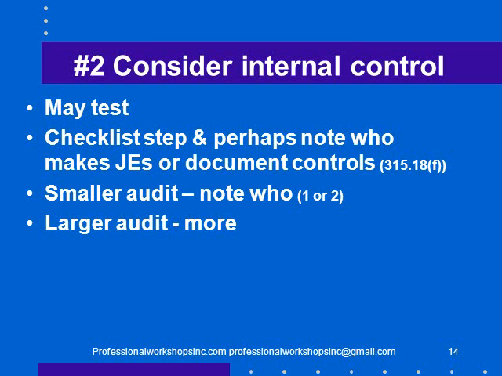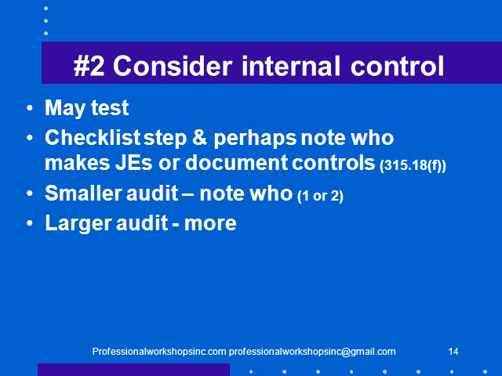Second hint is to consider internal control, which kind of goes back to that requirement in 315. It tells us that we might test it. Probably not a bad idea. So we would probably have a checklist step to remind ourselves that we need to think about internal control over journal entries, and we might perhaps note who makes the entries or document the controls. And in a smaller audit, for instance, we might find that there's only one or maybe two people that make journal entries. The bookkeeper perhaps normally makes journal entries, and non-routine entries are made by the chief financial officer. And that might be all there is to the system of internal control. We might document that. That'd be not a bad idea.